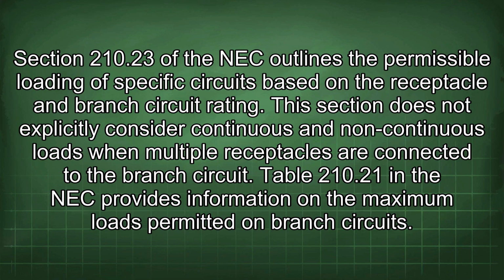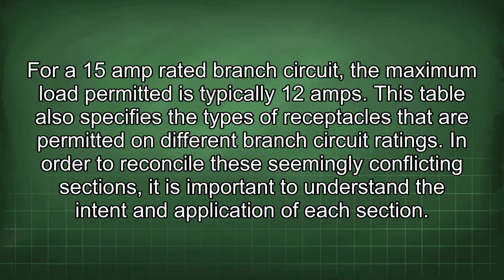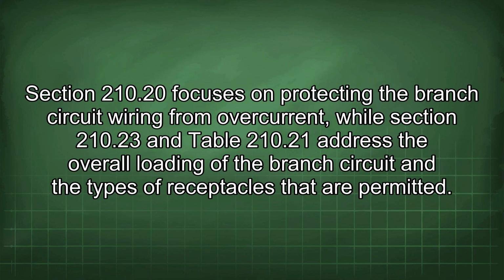Table 210.21 in the NEC provides information on the maximum loads permitted on branch circuits. For a 15 amp rated branch circuit, the maximum load permitted is typically 12 amps. This table also specifies the types of receptacles that are permitted on different branch circuit ratings. In order to reconcile these seemingly conflicting sections, it is important to understand the intent and application of each section. Section 210.20 focuses on protecting the branch circuit wiring from overcurrent, while Section 210.23 and Table 210.21 address the overall loading of the branch circuit and the types of receptacles that are permitted.